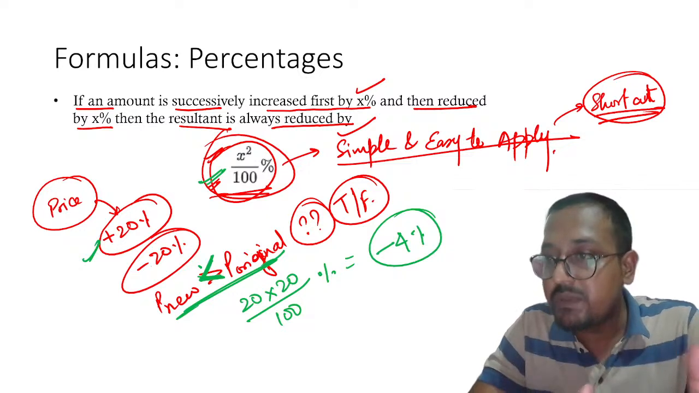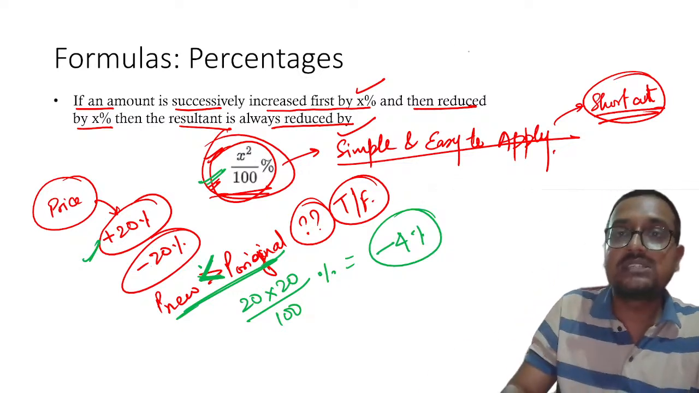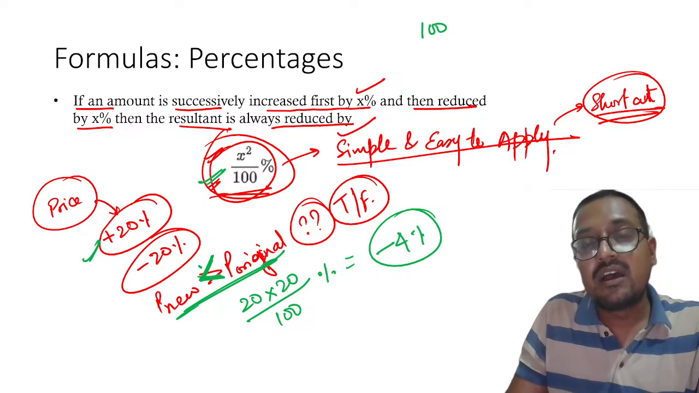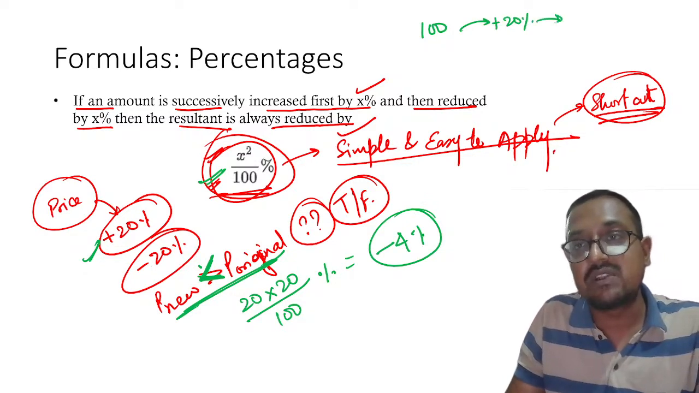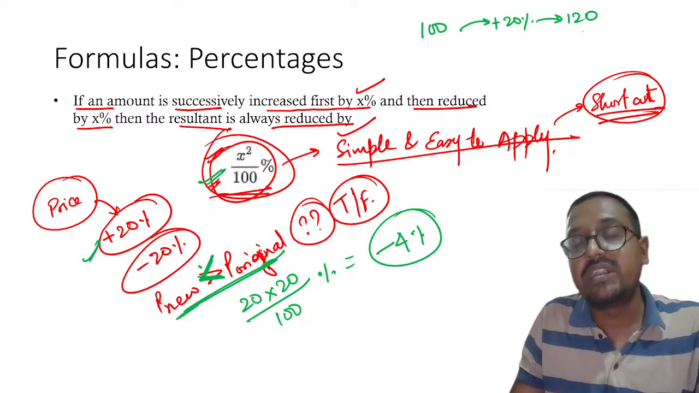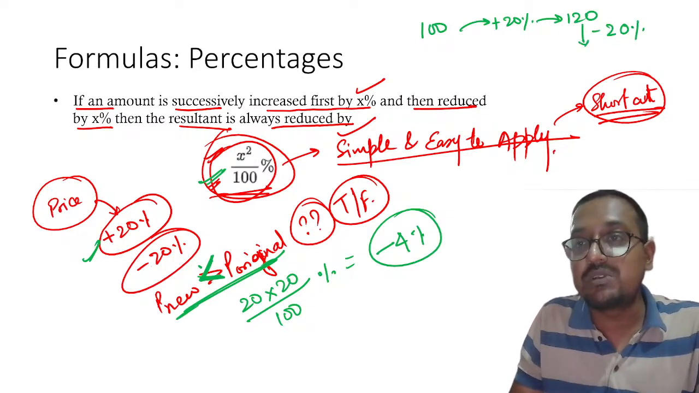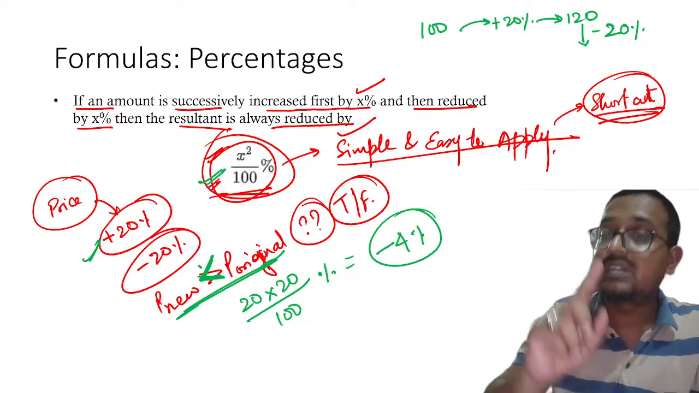Why will it not remain the same? Because, remember the base effect, suppose 100 rupees is there. Now I increase it by 20%. So this will become 120. Now I'm saying that please reduce it by 20%. That means how much reduction will there be? A 1/5 reduction will be there.